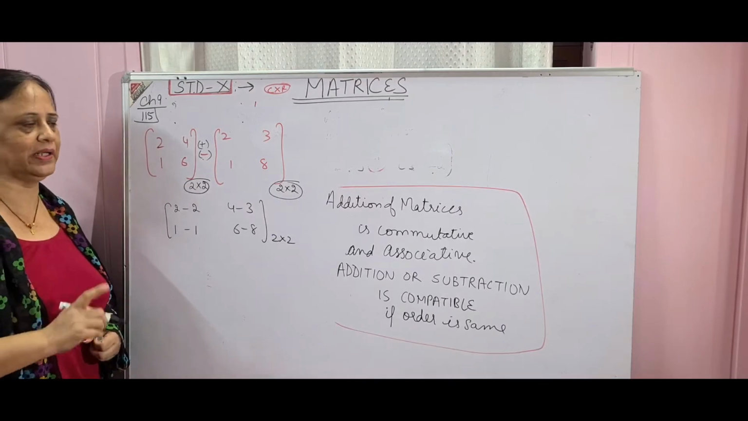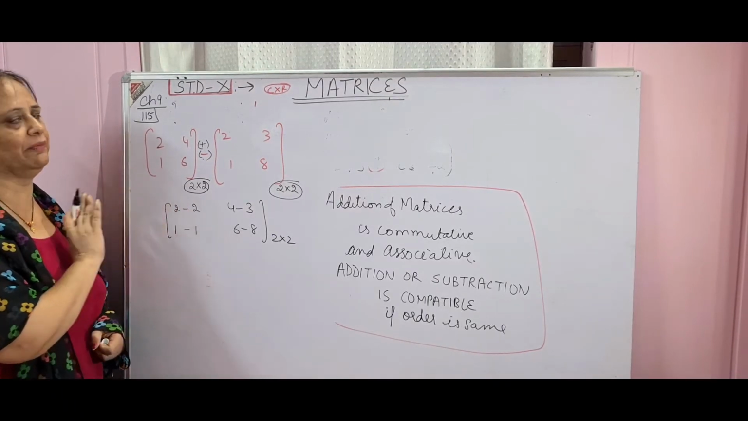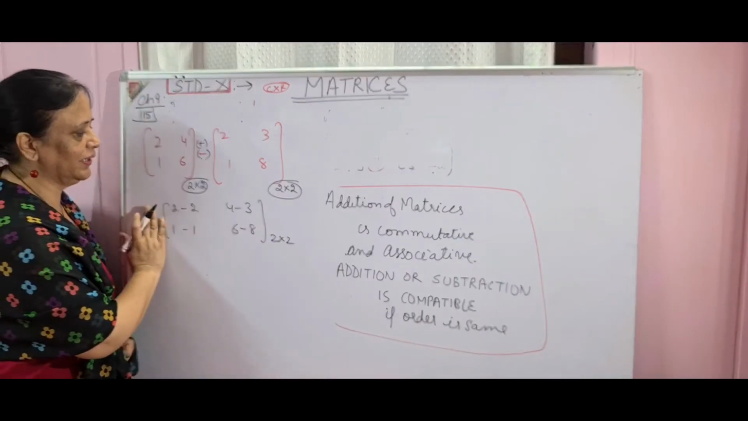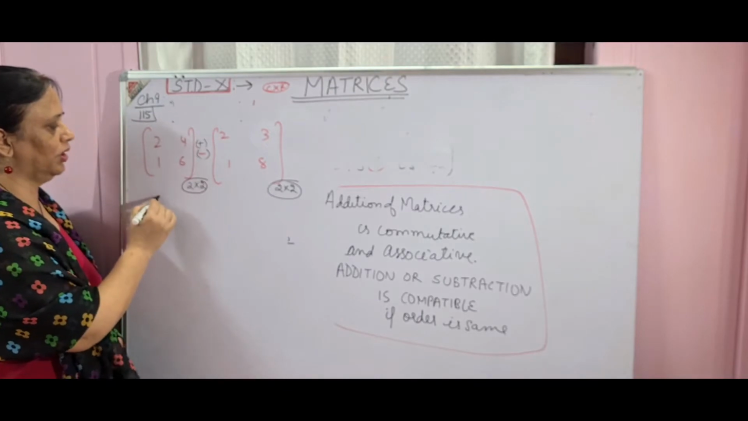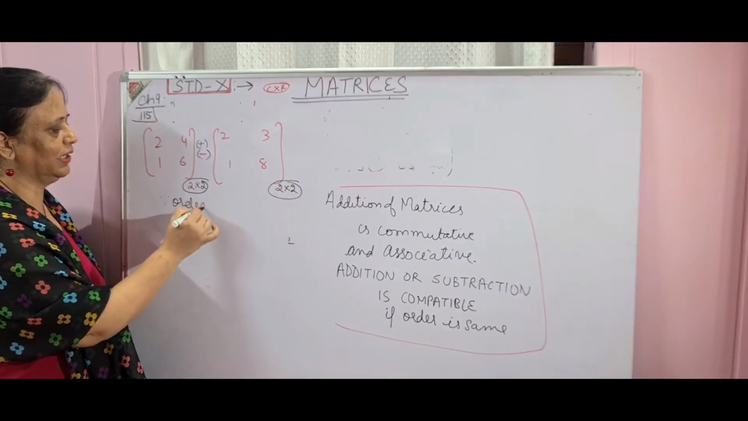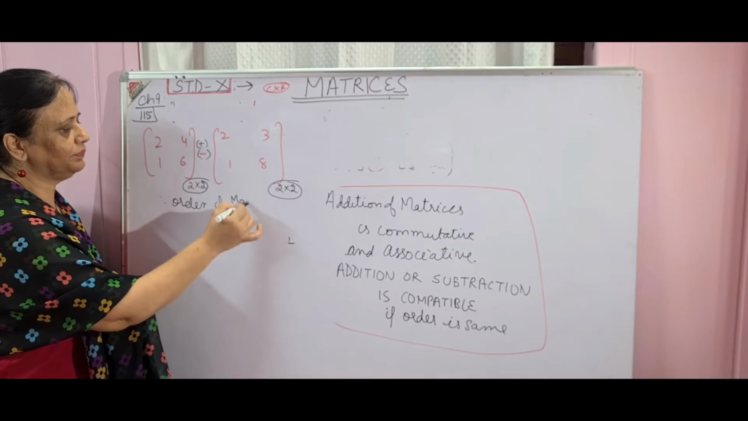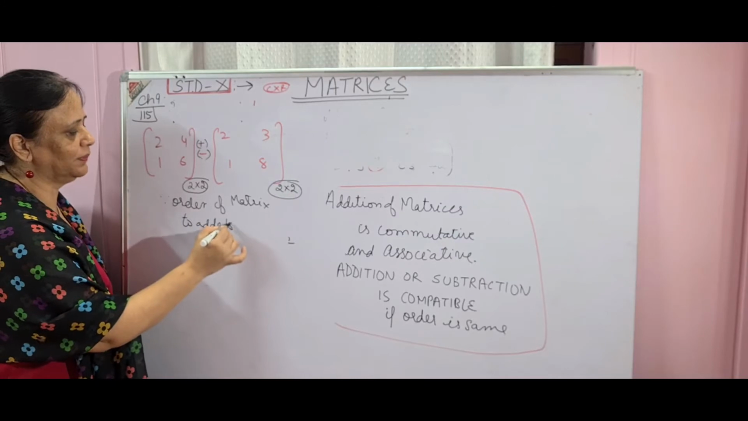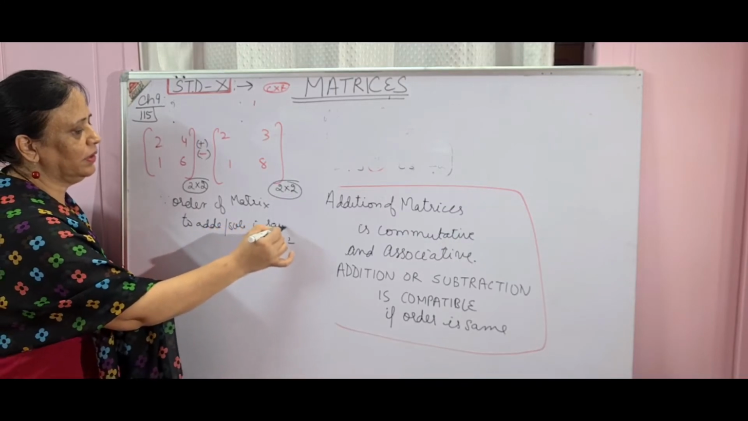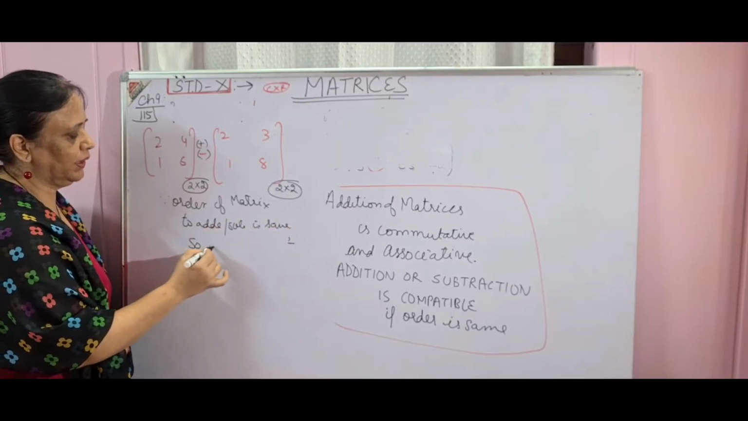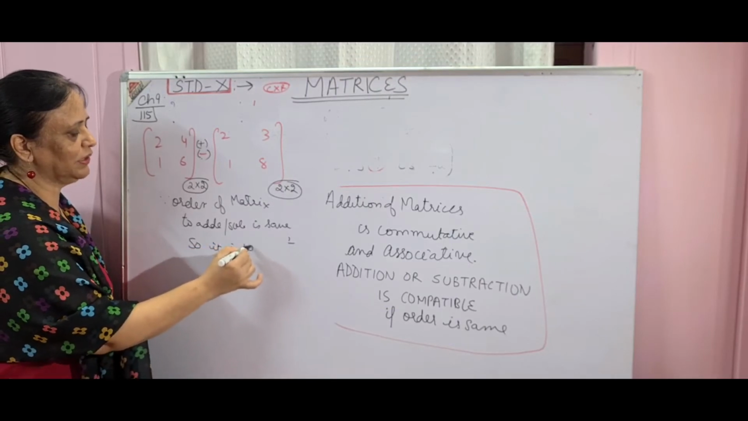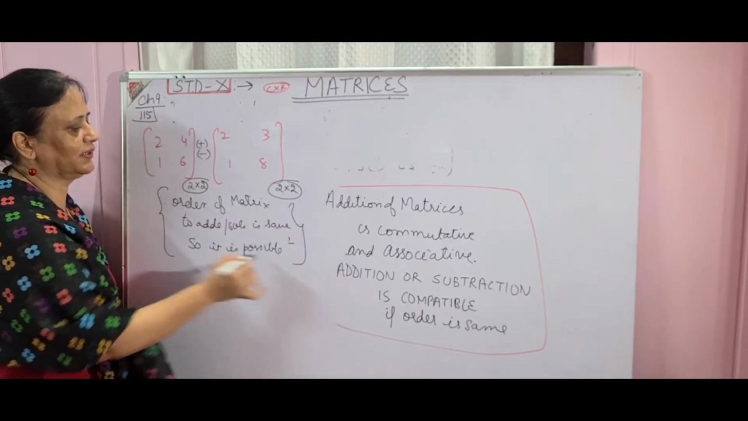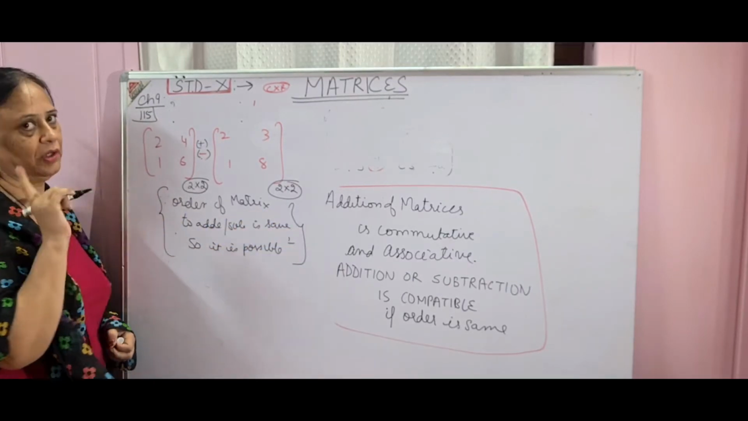Now what is important in it? Every one of you can do this, and I know there will be no calculation mistakes. The problem is how you present it. So before writing it, you will write the rule here: because the order of the matrices to be added or subtracted is the same, it is possible. That means either addition or subtraction is possible. And this reason carries marks. If you do not write the reason, you will not get marks.